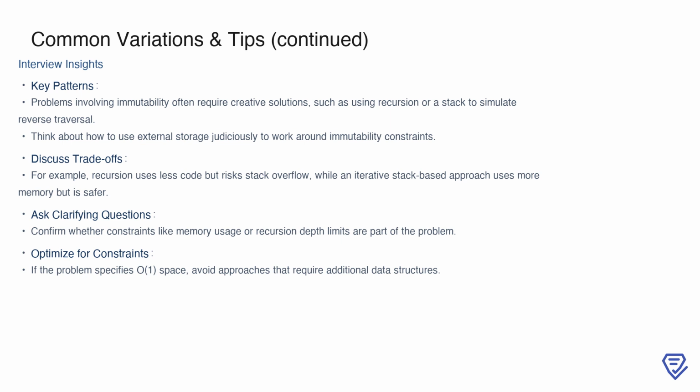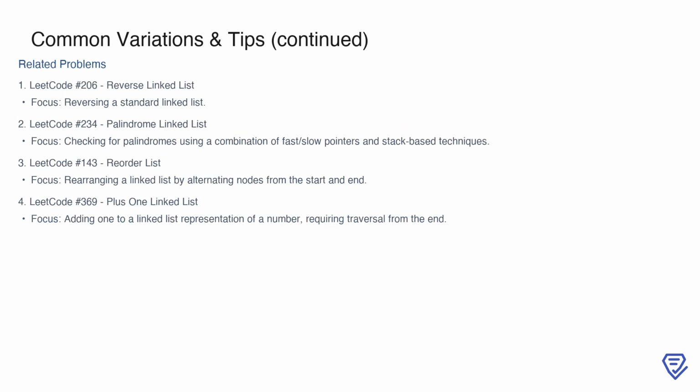It's also important to ask clarifying questions during the interview. For example, confirm whether constraints like memory usage or recursion depth limits are strict requirements for the solution. Finally, always aim to optimize your approach based on the problem's constraints. If the problem specifies O(1) space complexity, avoid solutions that rely on additional data structures even if they seem easier to implement. If you're looking to deepen your understanding, there are several related problems worth exploring.